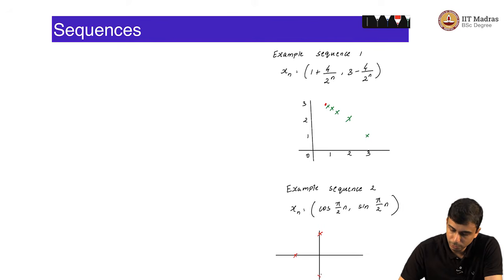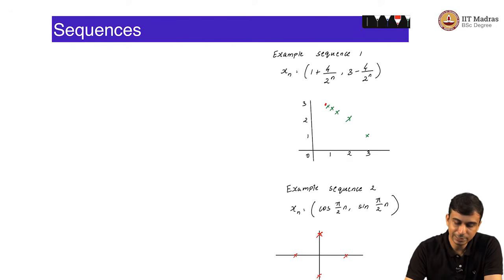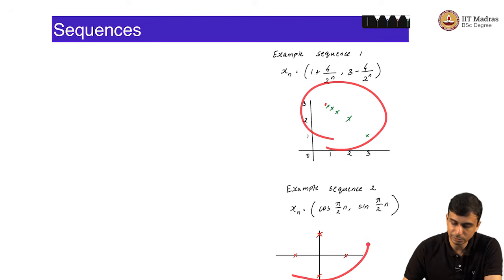What about x3 is going to be this, x4 is going to be this, and x5 is again going to be exactly equal to x1 because of the periodicity of cosine and sine. So now this is also a valid sequence, but you can see that this sequence does not seem to converge towards any particular point. I will make the notion of convergence clear soon, but you can see the difference between this sequence and this sequence.